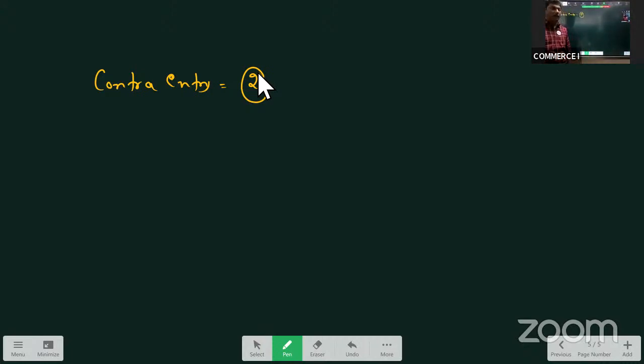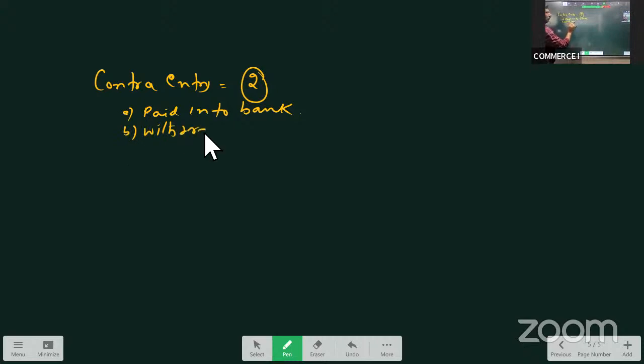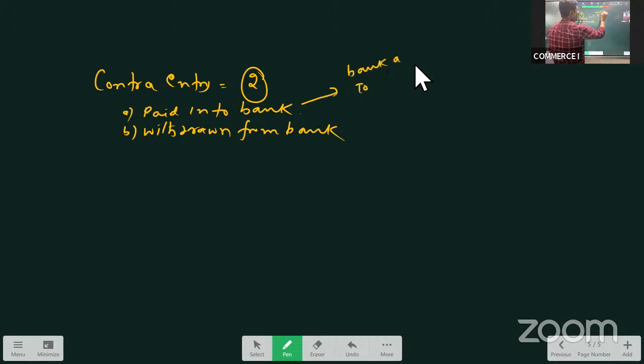Simply write these 2 lines and write the example of contra entries. You'll pocket 2 marks. The example of contra entries is paid into bank, or we call it deposit into bank. And the second contra entry is withdrawn from bank for office use. Even if it is like this, we assume that it is a contra entry only. See, for this, what will be the general entry? Paid into bank, bank account debit to cash account. And for this, it would be cash account debit to bank account. So these 2 are contra entries.